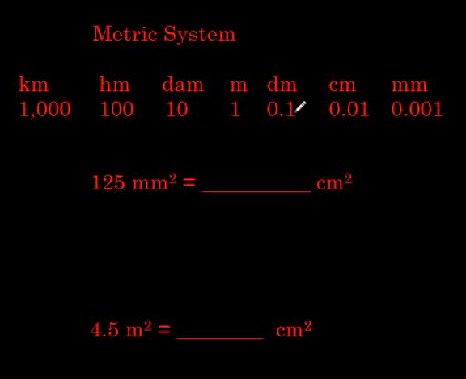DM is 0.1, which is a decimeter. CM is a centimeter, and that's 0.01, and mm is a millimeter, and that's 0.001, and that's in the thousandths place and the hundredths place and the tenths place. And so now what I'm going to do is I have 125 millimeters. Notice it's squared. That gives us a clue that we're talking about area. And so here's millimeters, and we want to convert this to centimeters.